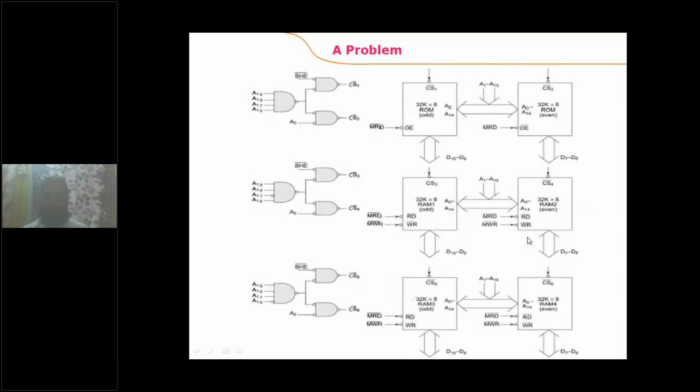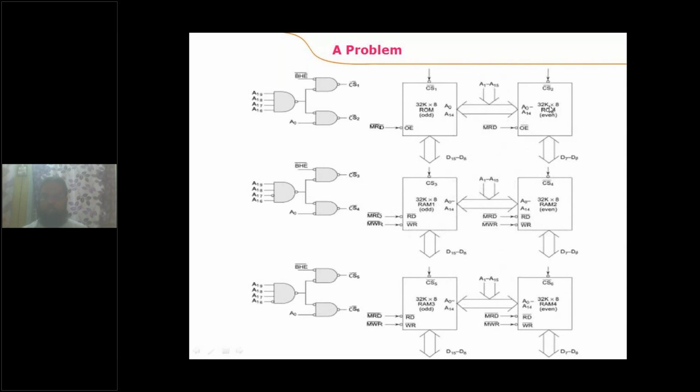See here, these are two ROM chips, totally 64 kilobytes, and each ROM chip consists of 15 address lines, A0 to A14. RAM also consists of the same size, a 64 kilobyte pair, so each RAM consists of 32 kilobytes. So each RAM consists of 15 address lines, A0 to A14. These 15 address lines are connected to A1 to A15 of the 8086 microprocessor.